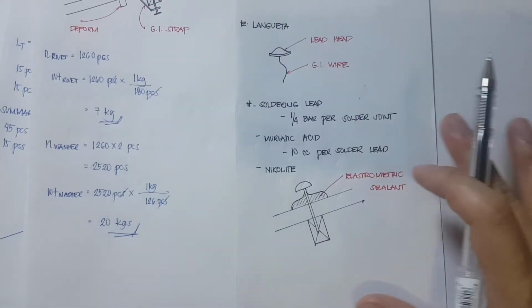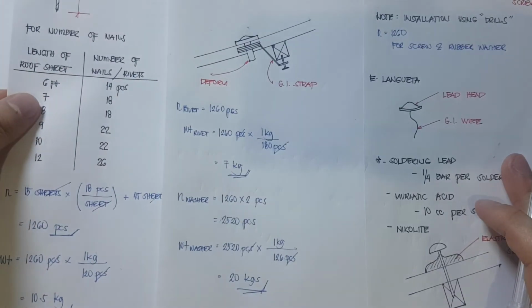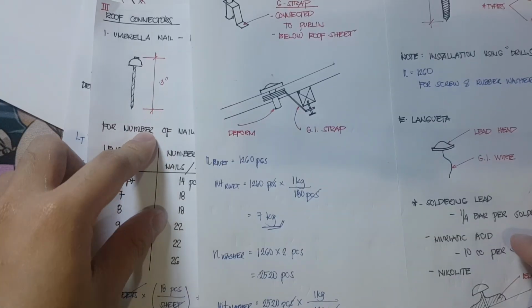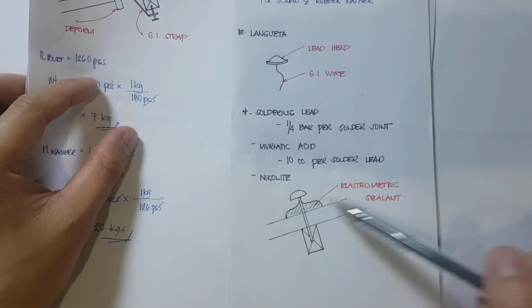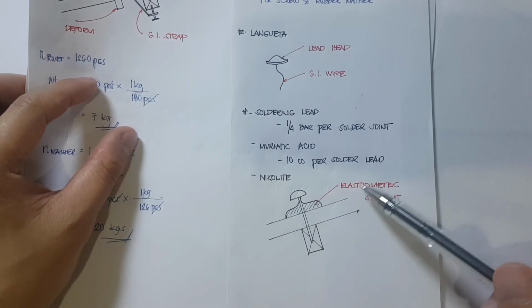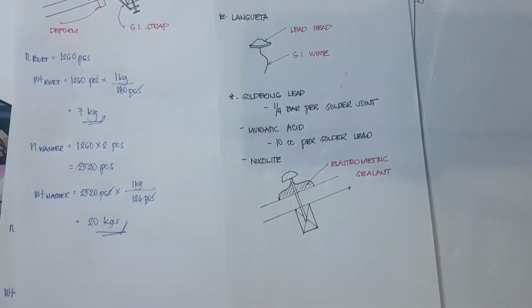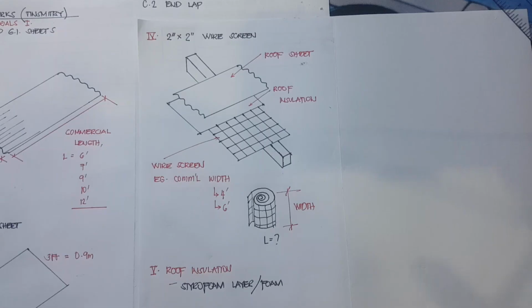Next, we have here the sealant. If you're going to use the umbrella nail, then you need to use an elastomeric sealant. That is to avoid leakages on your roofing sheet. Protective na rin siya for water leakages.